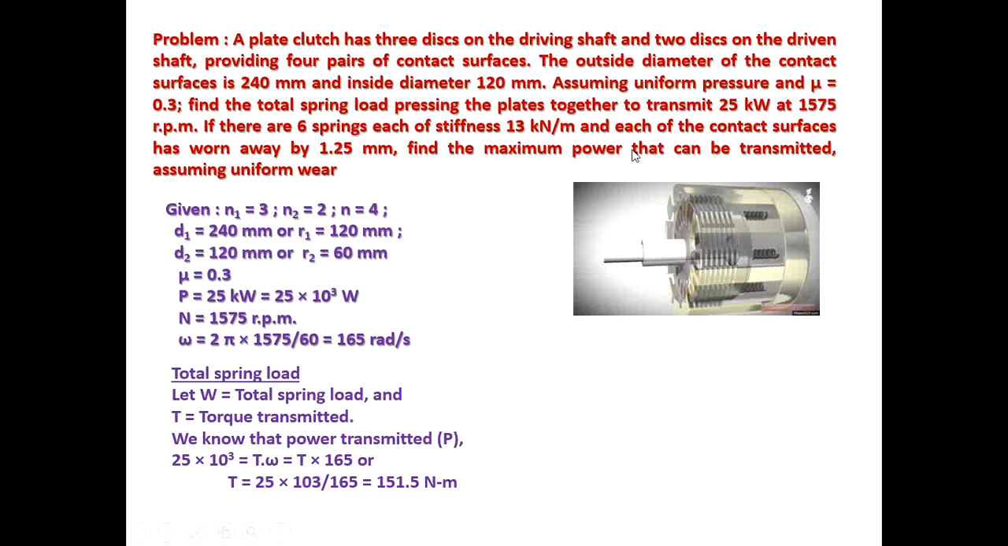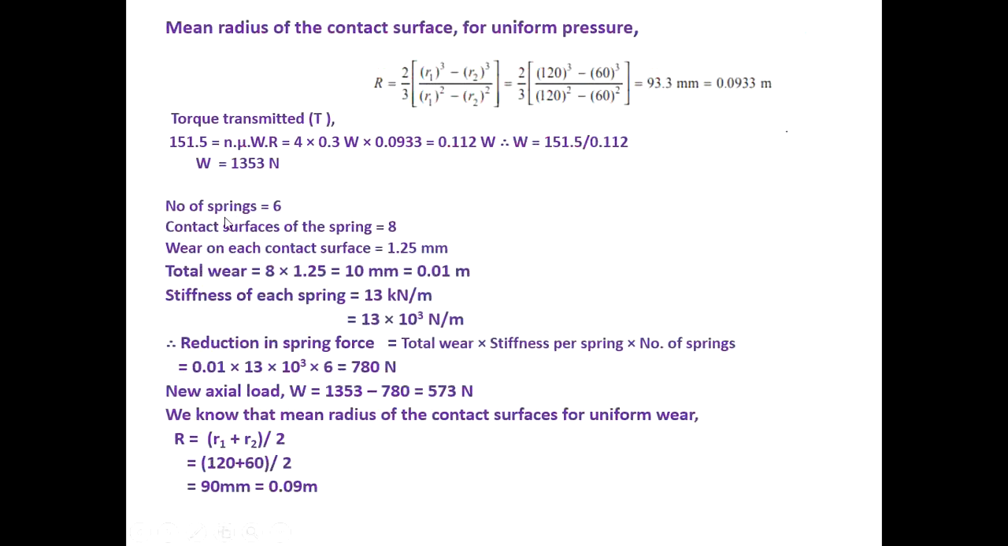But there are 6 springs. Here they have given that there are 6 springs, each of stiffness 13 kilonewton per meter, and each of the contact surfaces is worn away by 1.25 mm. So this will be an old clutch and all the contact surfaces are worn out by 1.25 mm. Considering the stiffness of the spring, the total axial force will be reduced. So there will be a reduction in the spring force, and so a reduction in the total force.